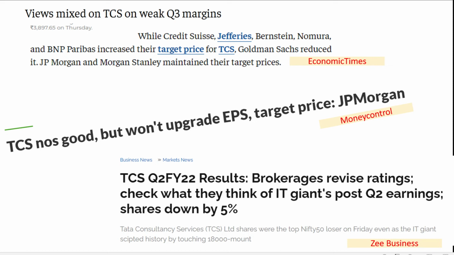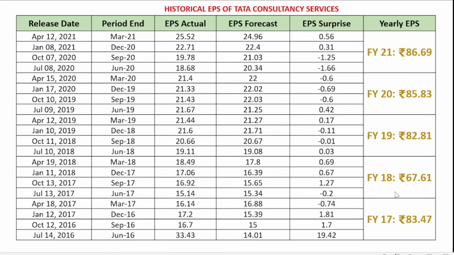Let's understand this through the example of TCS. If you look at the historical EPS of TCS, you would see that since 2017, the EPS of TCS is increasing marginally. In this table, in the April quarter of 2021, the forecasted EPS was 24.96 rupees, but the actual EPS turned out to be 25 rupees and the market went gaga because there was a positive surprise in EPS of around 0.56, and the market would definitely have reacted positively to it.